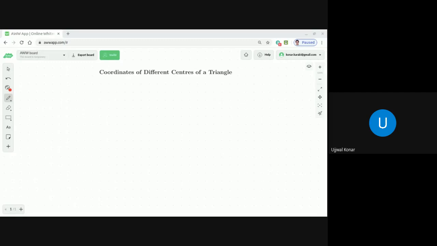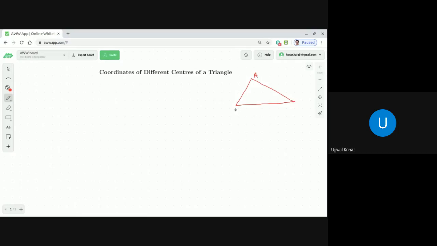What does it mean? Before I proceed, could you please confirm that you are able to hear my voice very clearly and able to view the screen properly? Yes, sir. Okay.